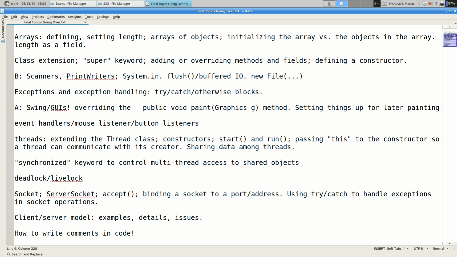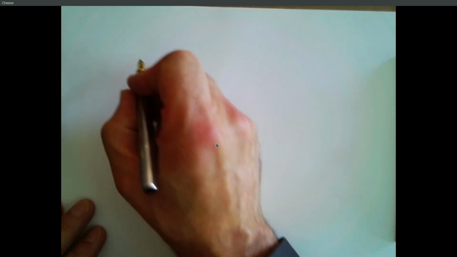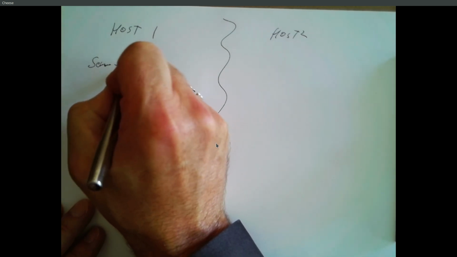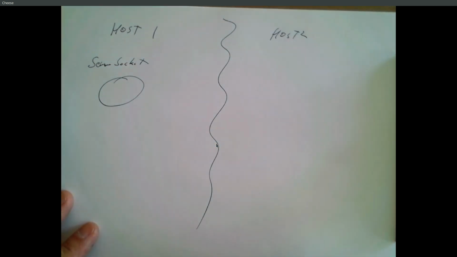How does server socket and socket differ? Server socket, you specify a port. Socket, you typically specify a port and an IP address. So server sockets are created on your current machine, and they accept connections from others. But here's one machine. Here's another machine. So I make a server socket, it's got a port number.